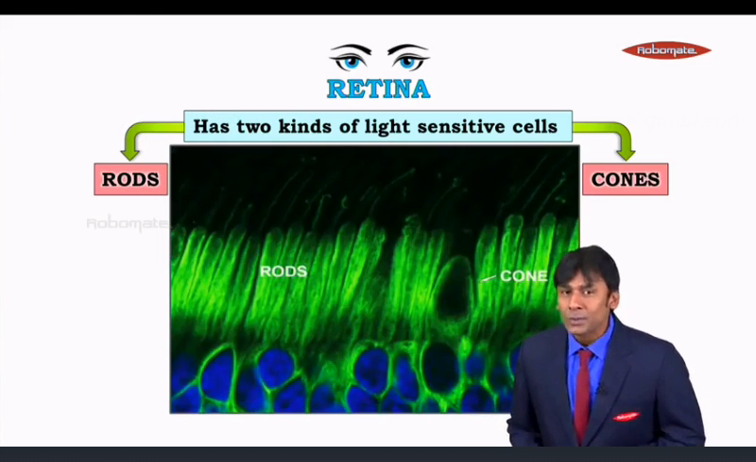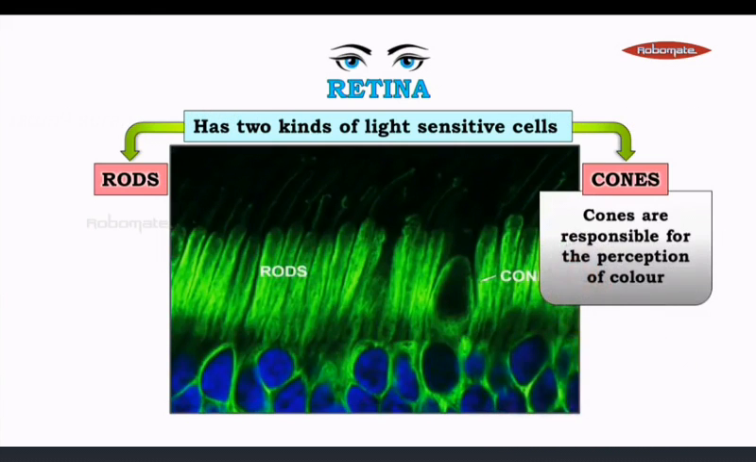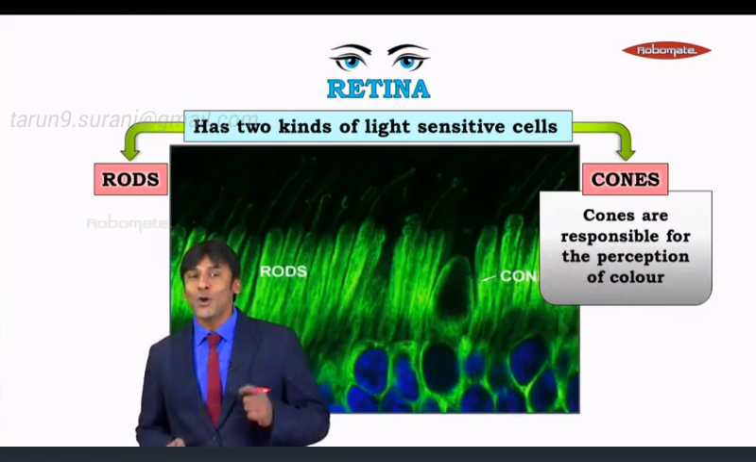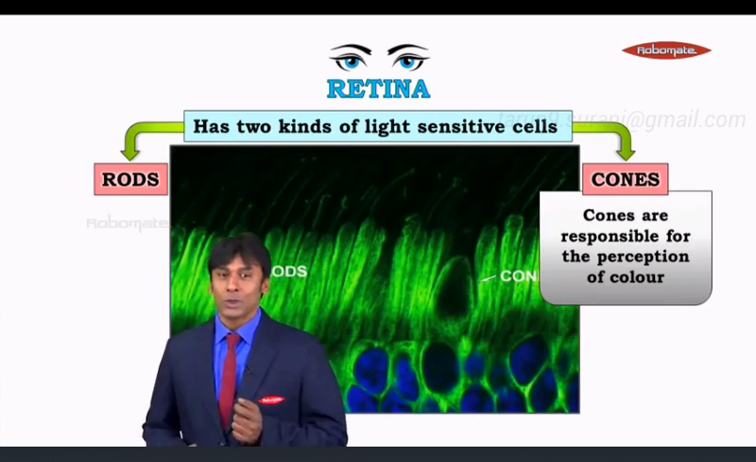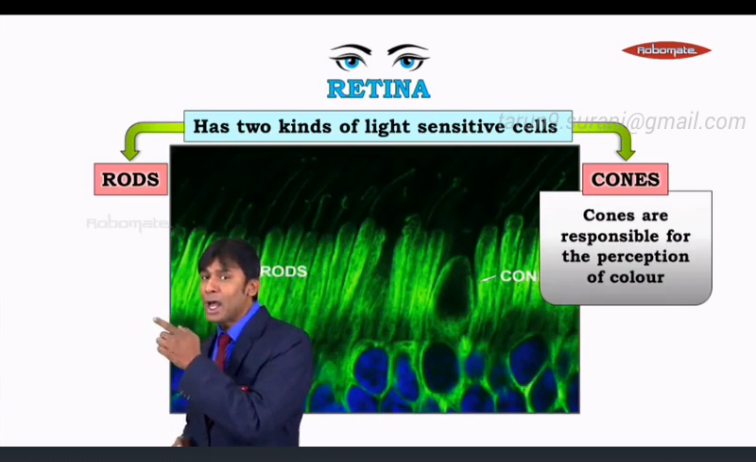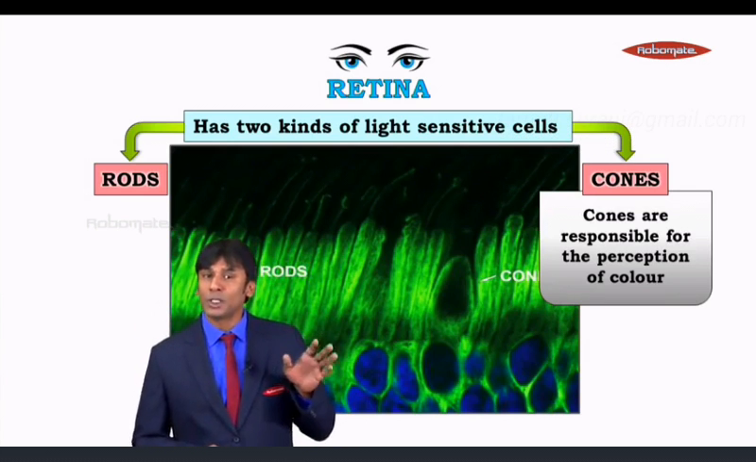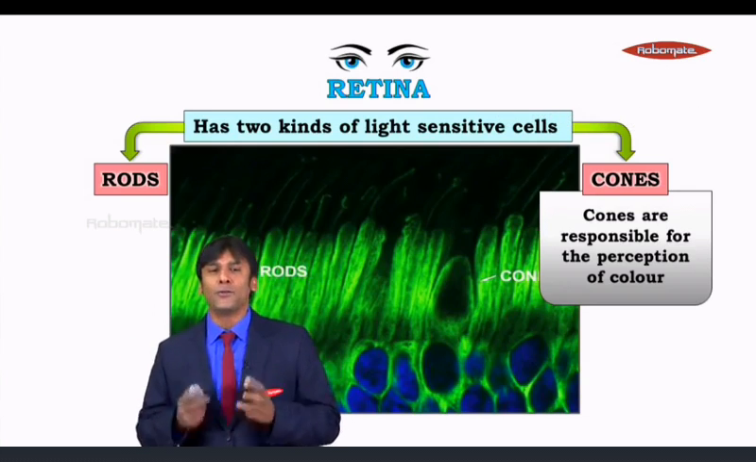Going further, students, let us understand the function of cones. Now what are cones responsible for? Cones are responsible for the perception of color. So rods are responsible for brightness and darkness, and cones are responsible for color. Together they form a picture.